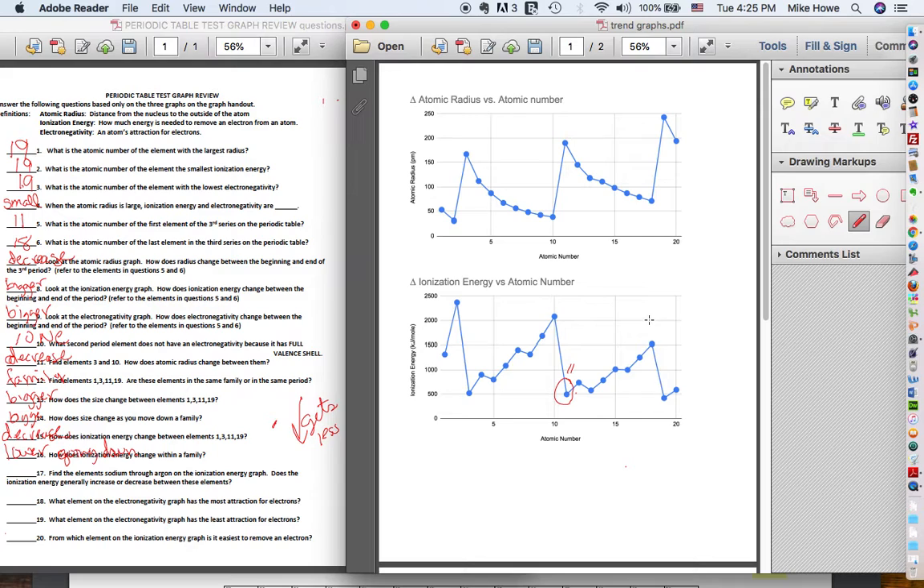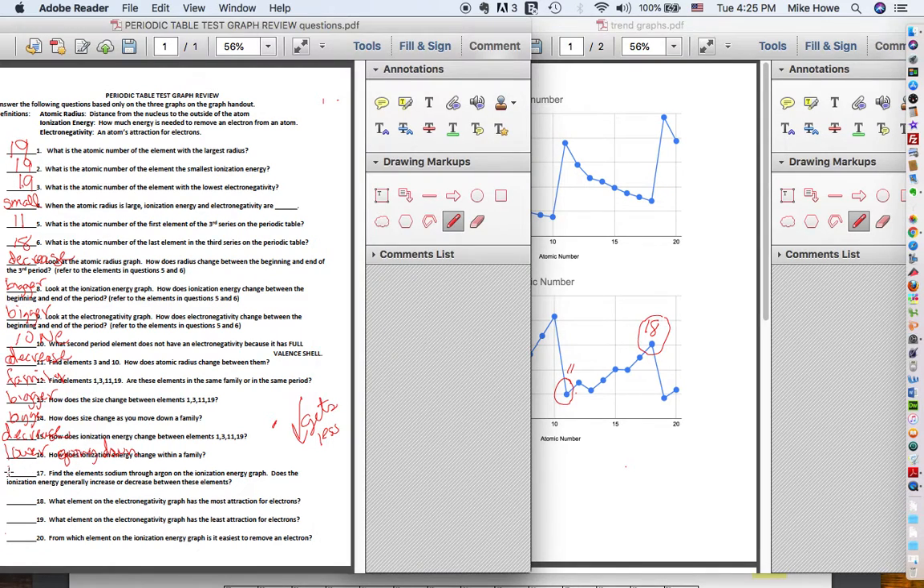20, 19, 18. So you can see that as you go from left to right, the ionization energy is increasing. So left to right, ionization energy increases. Top to bottom, ionization energy decreases. It gets harder to remove electrons as the atoms get smaller. You notice up here the size is getting smaller, and the energy required to remove an electron gets bigger. So those are the same elements, 11 through 18.